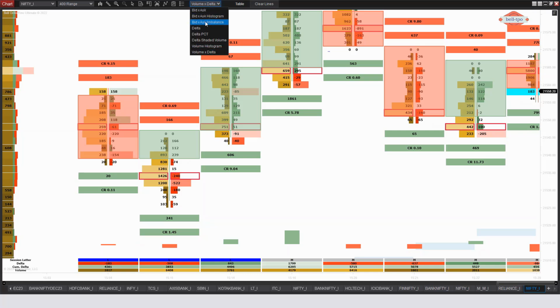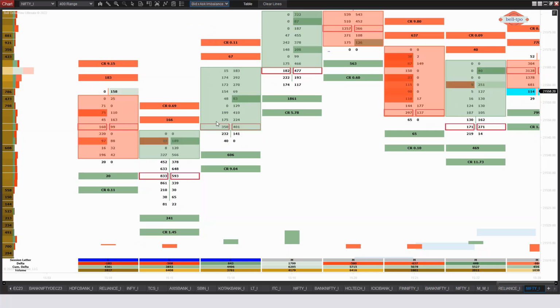Which one do I prefer to use? If you ask me, I always prefer to use bid and ask imbalance. This is what an imbalance chart is all about. You can see that some places are shaded green and red. We compare diagonally, the buyers and sellers. Whenever the buy side volume is 10 times more or 5 times more, that is more of a softer control.